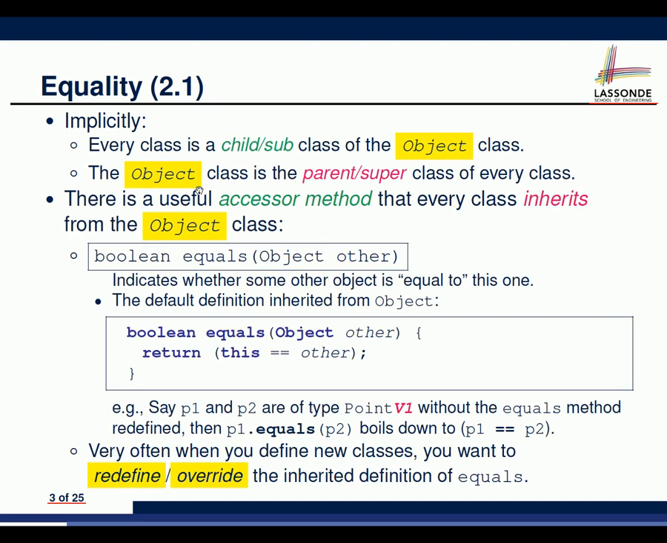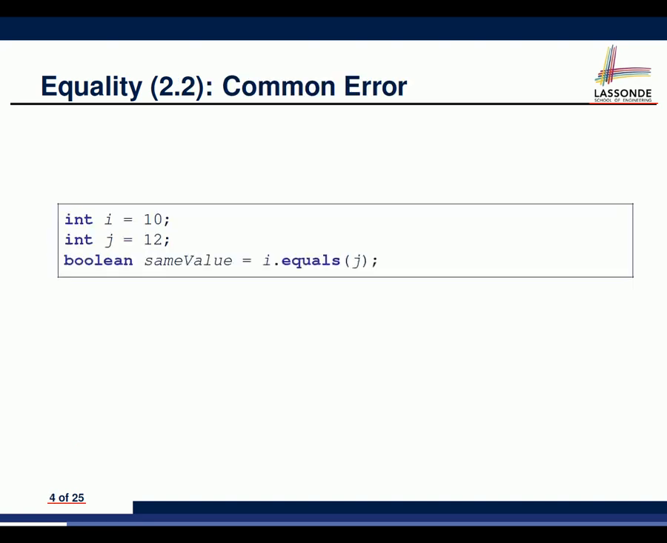Oh, there's a common error. Hopefully you can already spot this as an error. What's wrong with this? Integer i, integer j, same value, i.equals(j). What's wrong? Does it compile? I'm pretty sure you know. Yeah, exactly. That's exactly right.